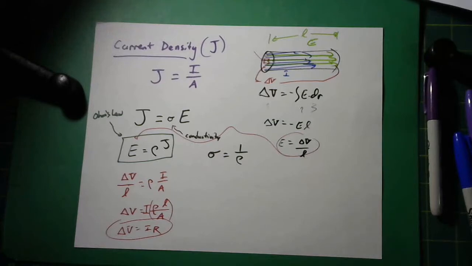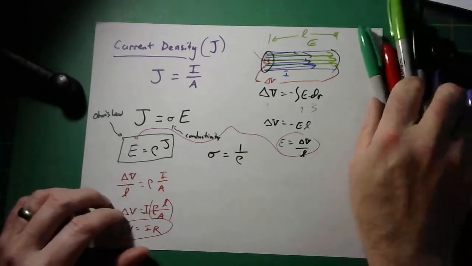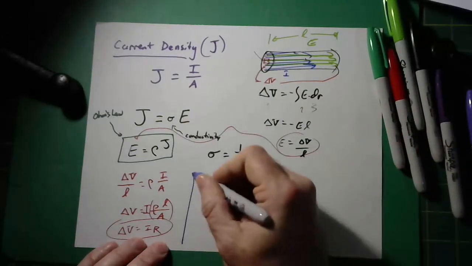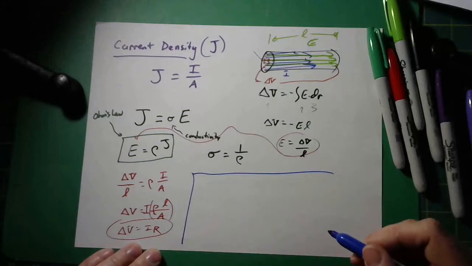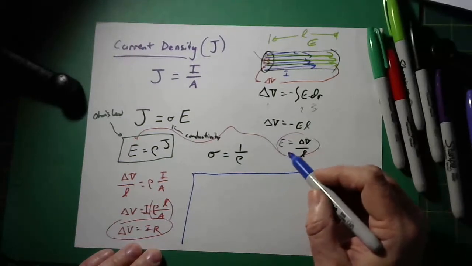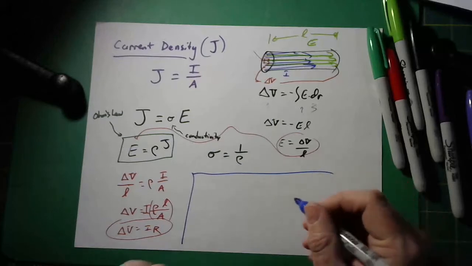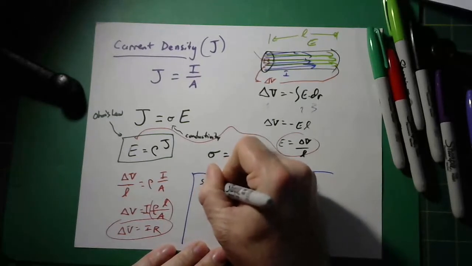One more thing I should talk about, just as a side note before I wrap up this video, and that is that there are some other materials that don't really follow the normal relationships for resistance and temperature, and those are things that are superconductors.